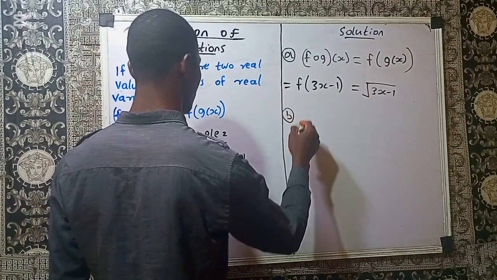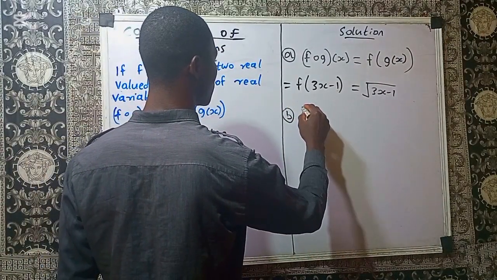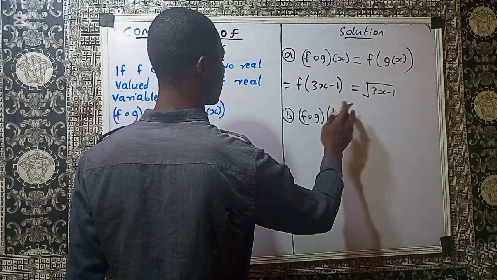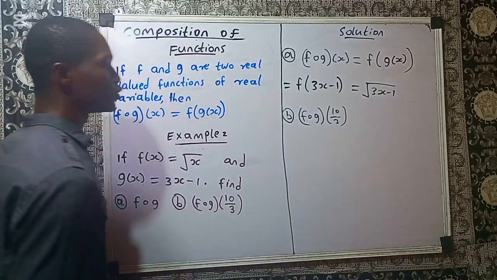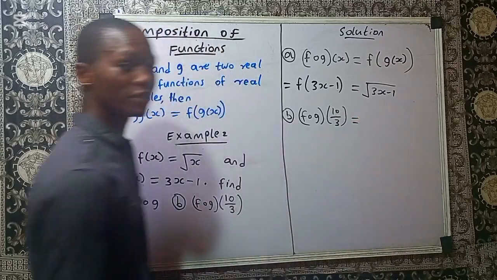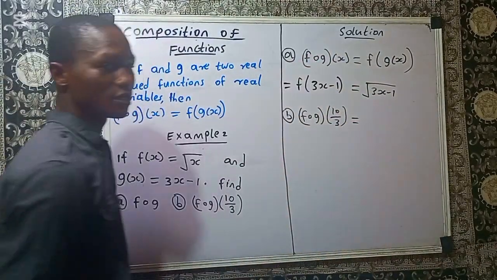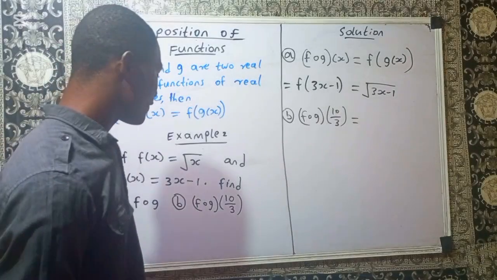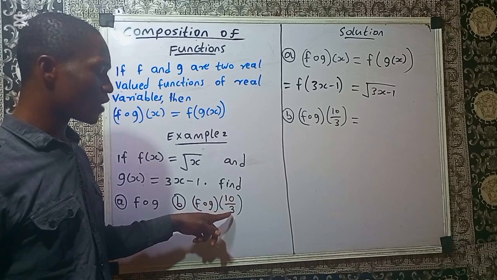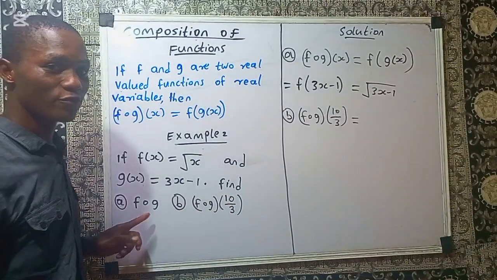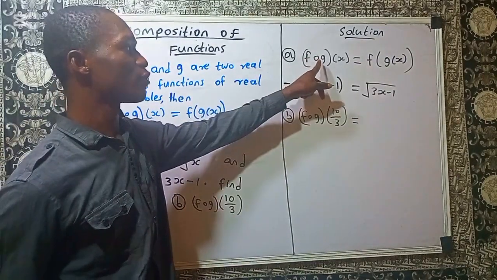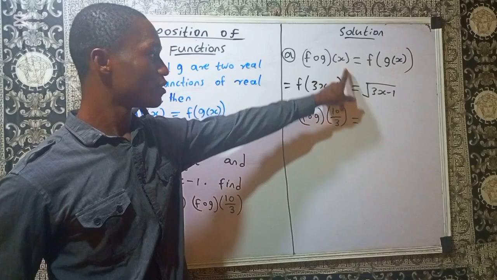Then for the b part, we have f composition g when x is 10 over 3. That's what they asked us to find. We have already gotten f composition g of x. Now in your exam, peradventure they just ask you to get f composition g when x is 10 over 3, and they did not ask you the first one, f composition g. You have to do the first one first. You need to get f composition g of x as I have done earlier.